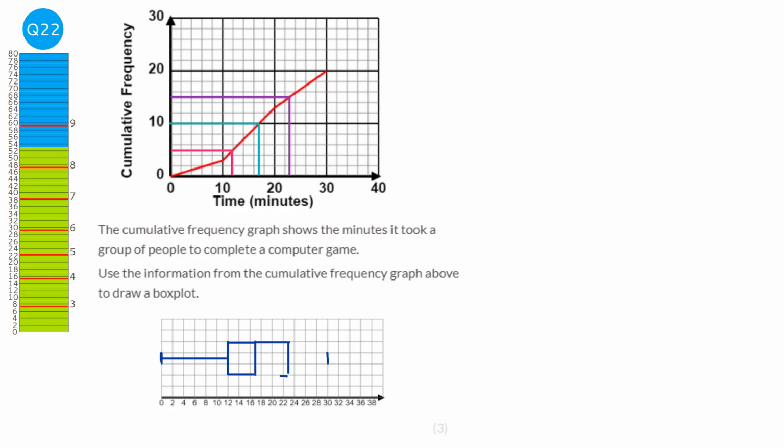Try and get this as nicely as I can. I need to move that line a little bit. Oops. There we go. And let's fill in the last bit, join it up with the highest point. And there's our box plot.